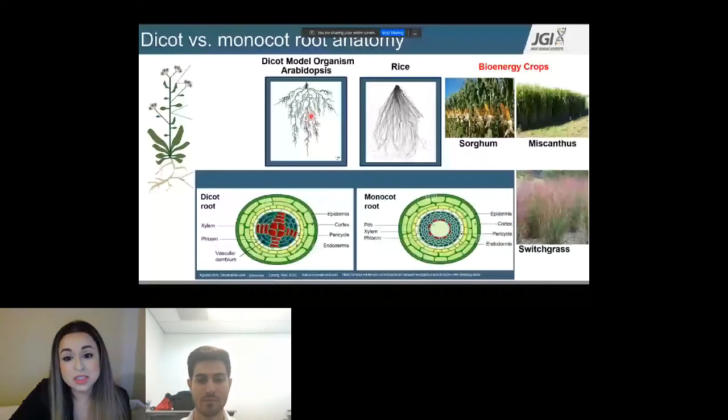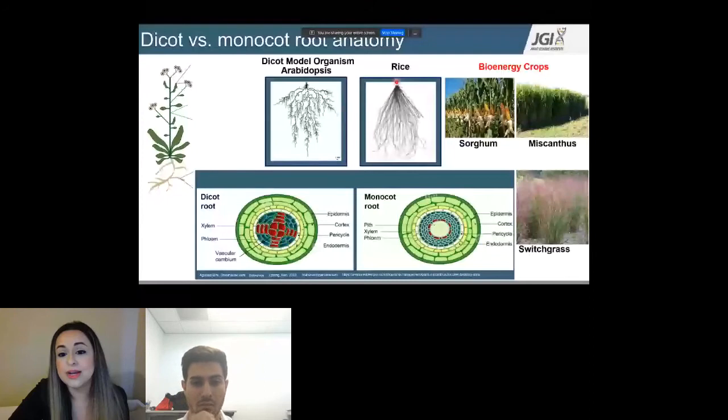Additionally, in order to better understand how these plants grow, it's important to study them at the single cell level. We decided to use rice single cell data to improve species comparisons of single cell data sets. Here we compare the dicot Arabidopsis to the monocot.